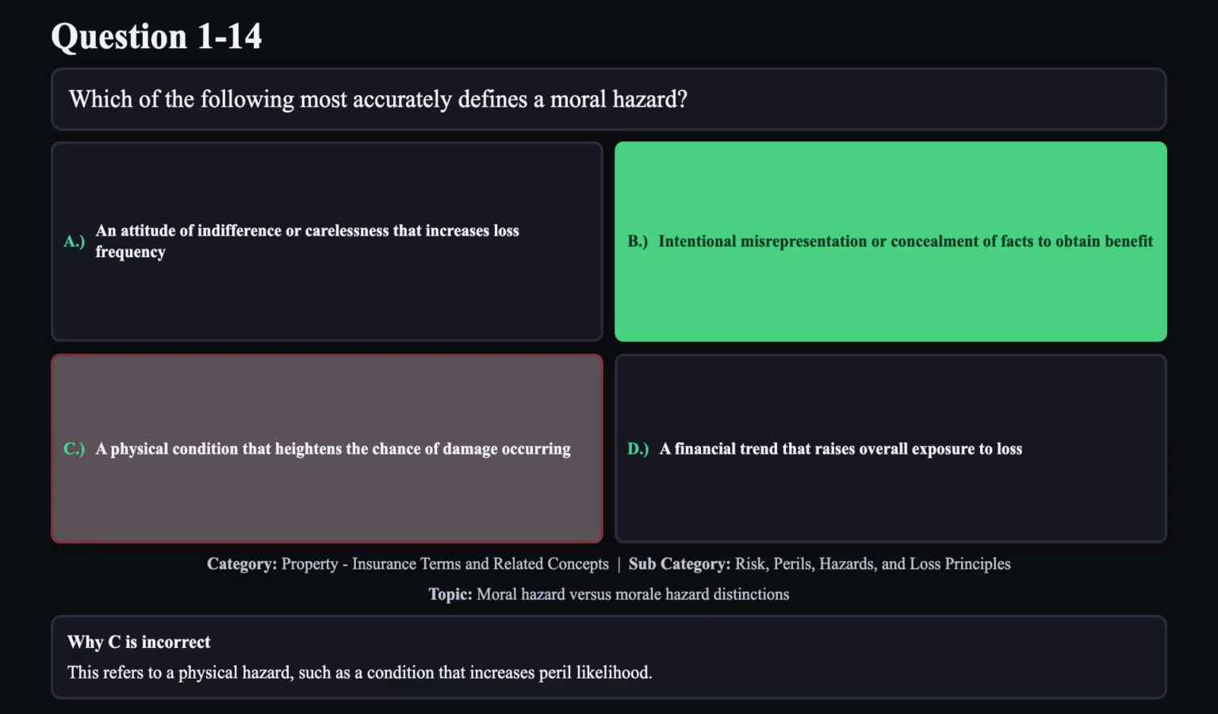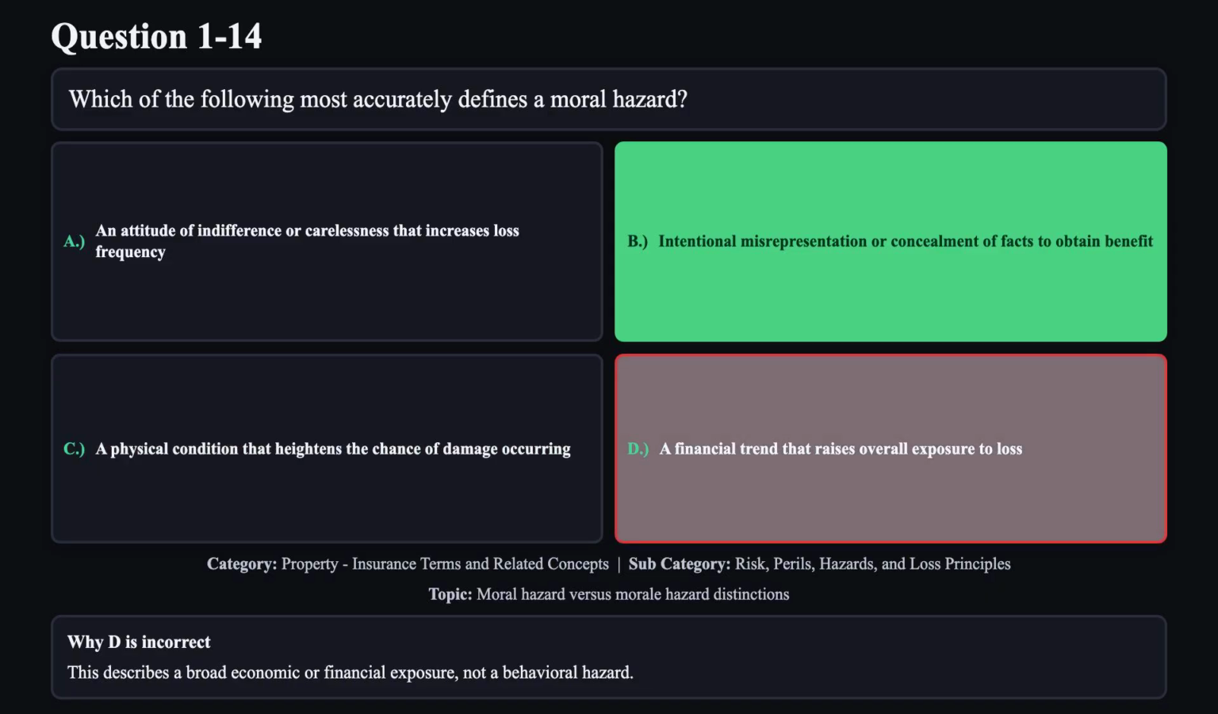Reason C is not correct. This refers to a physical hazard, such as a condition that increases peril likelihood. Reason D is not correct. This describes a broad economic or financial exposure, not a behavioral hazard.